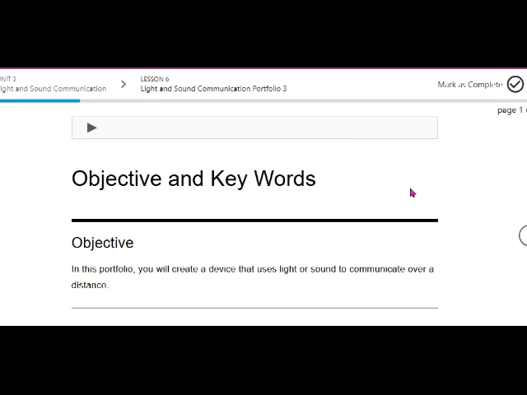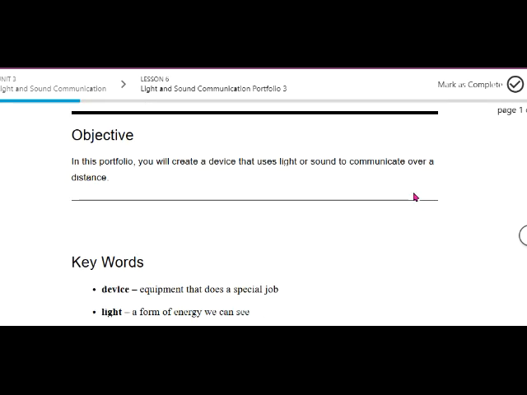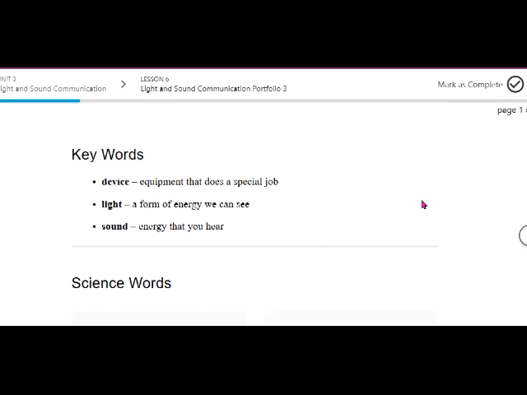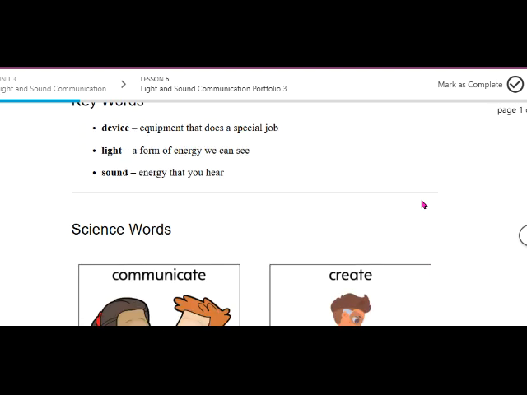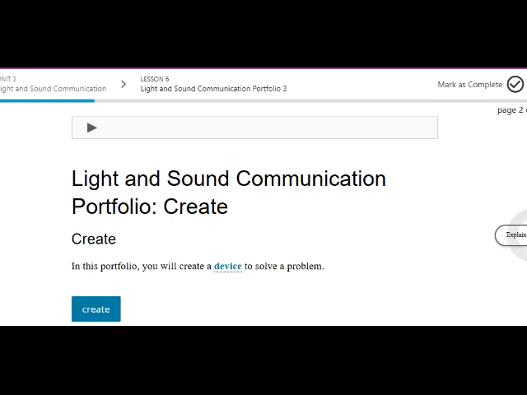In this portfolio, our objective, what we want to do, is to create a device that uses light or sound to communicate over a distance. Here are some of the keywords we've already reviewed. Device, which is equipment that does a special job. Light, a form of energy we can see. And sound, energy that you can hear.